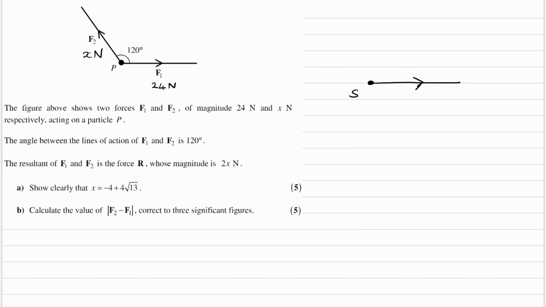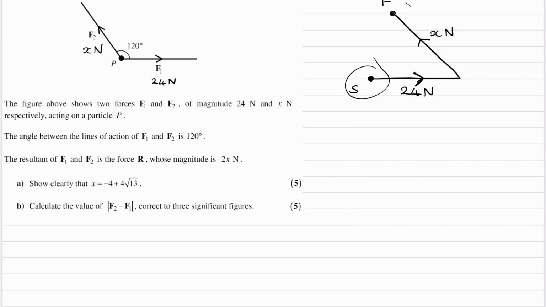We then have the tail of the other vector connecting to the head of this vector. The arrows should flow, so what I mean by that is the arrows should point in the same direction when going from the start all the way around to the finish. They shouldn't oppose each other. So there's your finish. This is F1, which is the 24 newtons. And the other one is the x newton force, which is F2. So this is adding the vectors from head to tail. The arrows flow from the start to the finish.